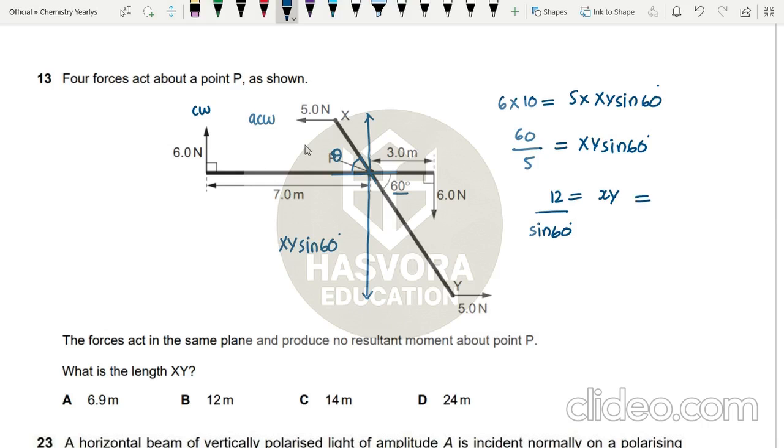So now you can calculate this. 12 divided by sine of 60 becomes 13.85 meter. So you can just round it off to two significant figures. It becomes 14 meter, or the option C. So this is how you have to solve this type of question where it is not perpendicular to the other forces, or you can say the line of action.